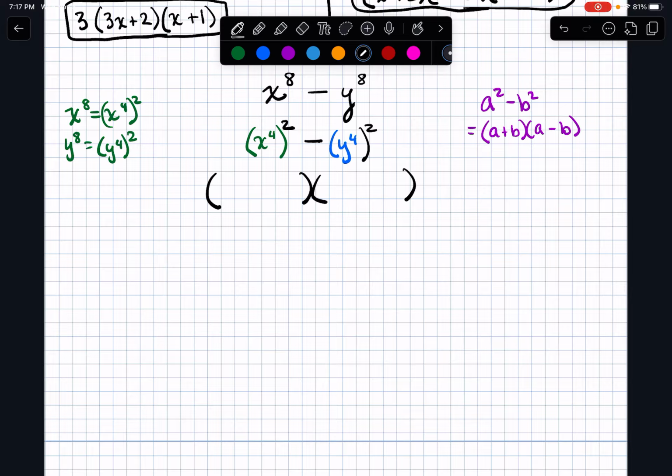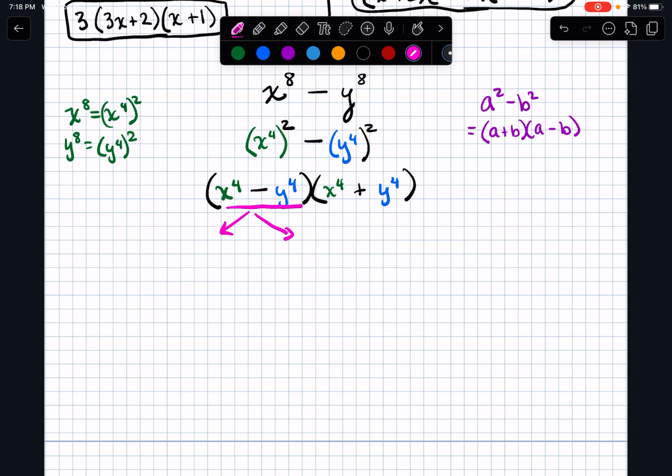I can say, therefore, this is x to the 4th minus y to the fourth times x to the fourth plus y to the fourth. So I've just done a difference of squares, except I'm doing it with higher exponents. And then I can keep going, but I can only keep going with the binomial that is a difference. X to the fourth plus y to the fourth is not a difference of squares because it's not a difference. I have addition going on. But over here, I have a difference of squares once again.